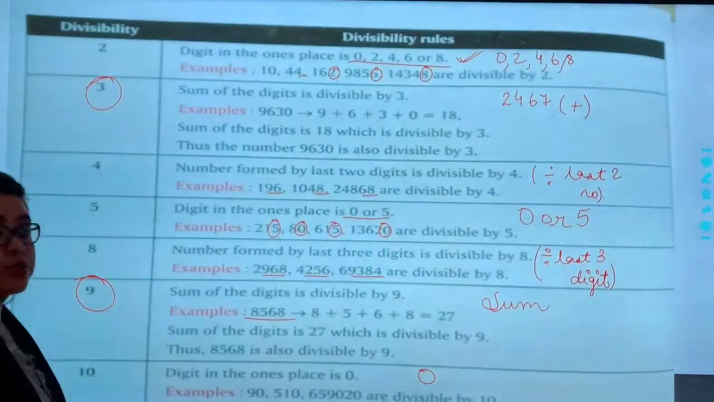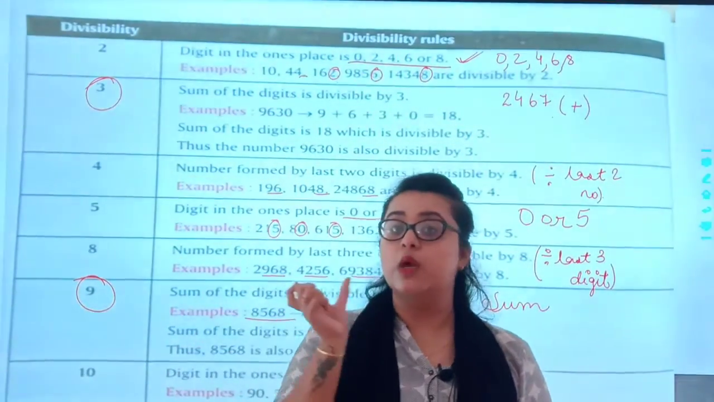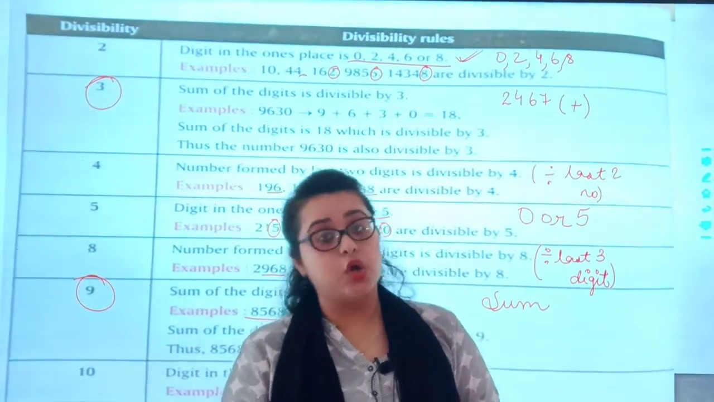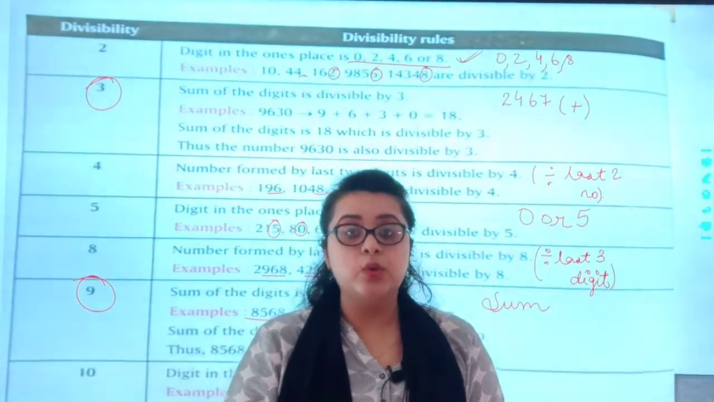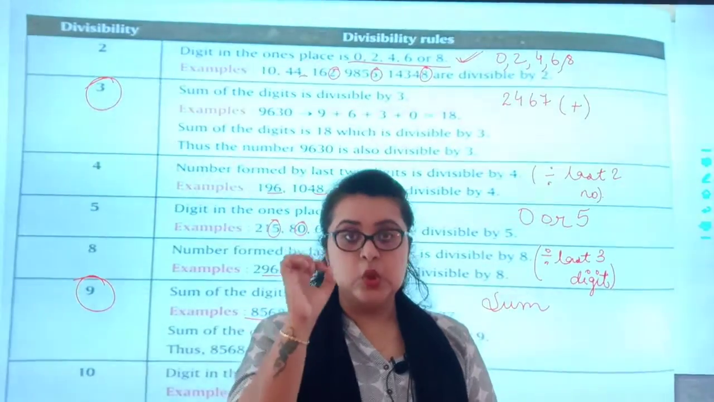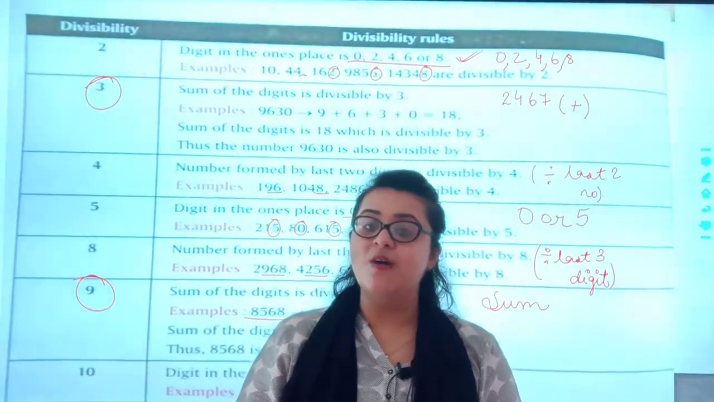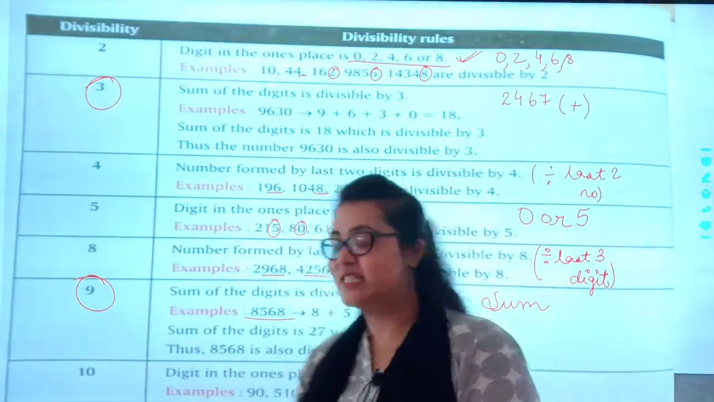Now when it comes to 10, the last digit, if I want to see that the given number is divisible by 10 or not, so what will ma'am do? Ma'am will check the last digit. If the last digit is 0, then ma'am can say that this number is divisible. Okay students?